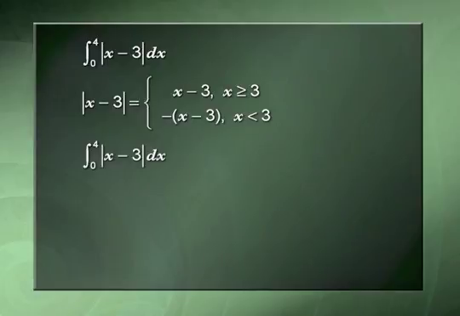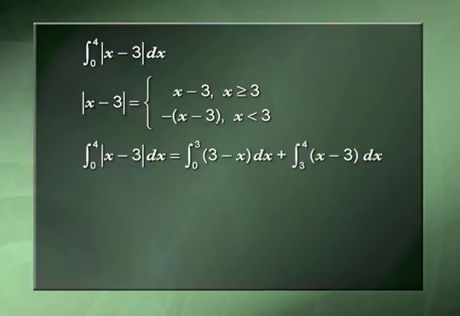So first I'm going to integrate from 0 to 3. And on that interval, I'm going to integrate 3 minus x. In other words, minus the quantity x minus 3. And then on the interval 3 to 4, I integrate the function x minus 3. So you're integrating two different functions here. One is the negative of the other, taking into account that the absolute value function is kind of complicated when the thing inside is negative.